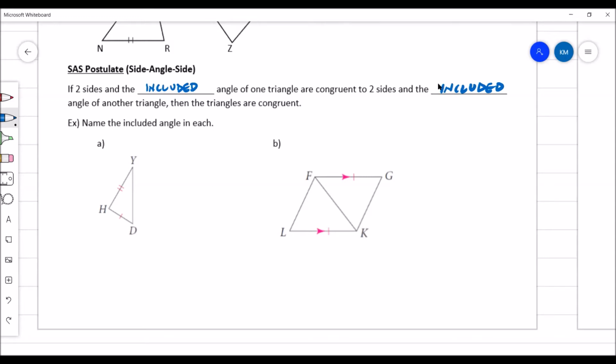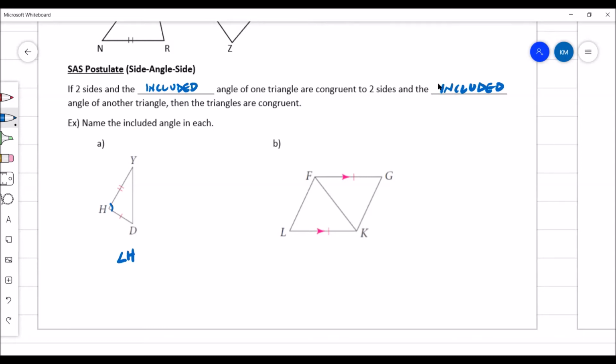Okay, so as we look at our first triangle, HYD, we say, well, which would be the included angle in this triangle? Well, since HY and HD are marked, our included angle would be the angle that is between our 2 sides. Okay, our 2 sides meet at that angle. This is the included angle. Okay, and so which was the included angle? We'd say angle H to answer that question. Okay, you can try that with B.